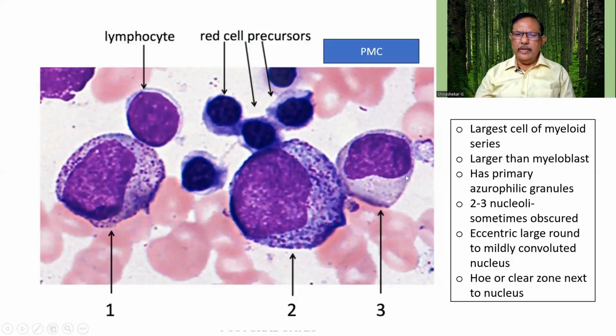This can be a myelocyte in which I am finding some granules which are secondary granules, but then the nucleoli are not very prominent. In the background, of course, I am finding uniform small cells. They are the red cell precursors. Identify a cell by the company it keeps. So, this is the largest of the myeloid series. It is larger than the myeloblast. Primary azurophilic granules, 2 to 3 or even 5 nucleoli. Eccentric, convoluted. And there is a kind of a region, something that you see in a plasma cell. There is a hole or a clear zone that is surrounding the nucleus.